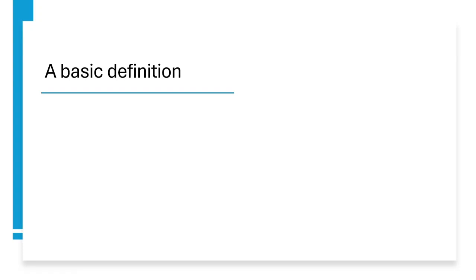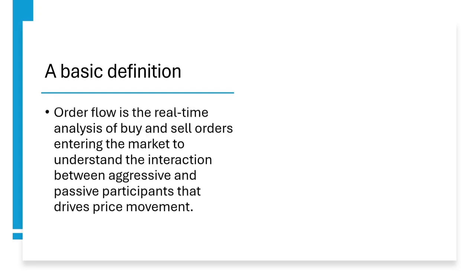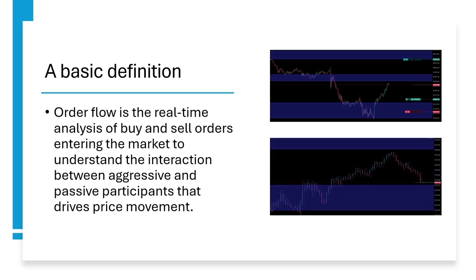Start with a very basic definition. It's important to get these definitions correct as we start to move forward. Order flow is the real time, and that's the key word or key phrase there, analysis of buy and sell orders entering the market. There are two types of orders, and we're going to go into that in future videos and this video. We have aggressive players and we have passive players.